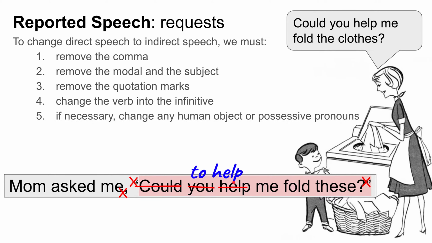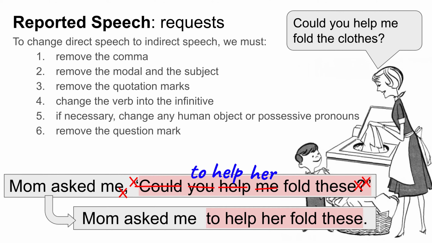And also very important, if it's necessary, we need to change any human object or possessive pronoun. Here, me is not referring to me as an I, but here me is actually the mom. The mom is making the request, so you would change me to her. So now what do we have? Oh, lastly, we need to remove the question mark. So no question mark, because it is no longer a direct question. It's an indirect question or reported request. So what do we end up with? This is our lovely reported speech request. Mom asked me to help her fold these.